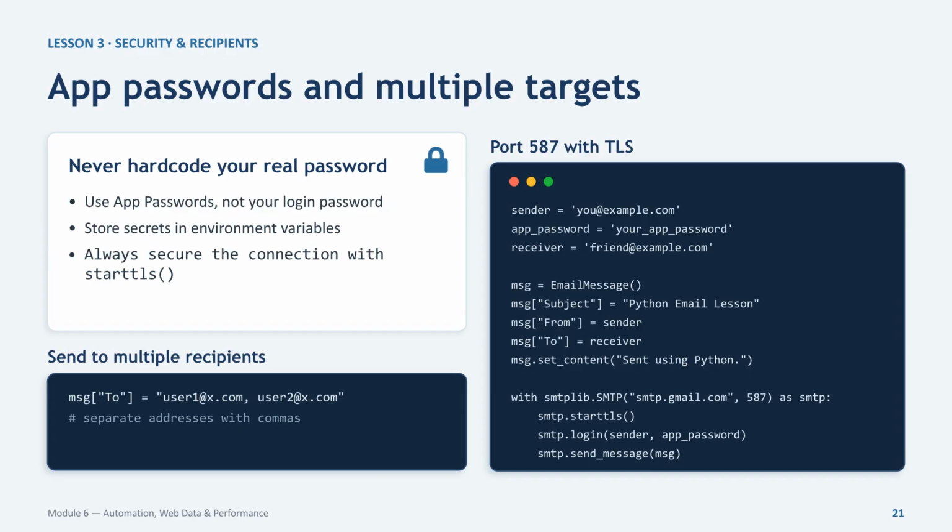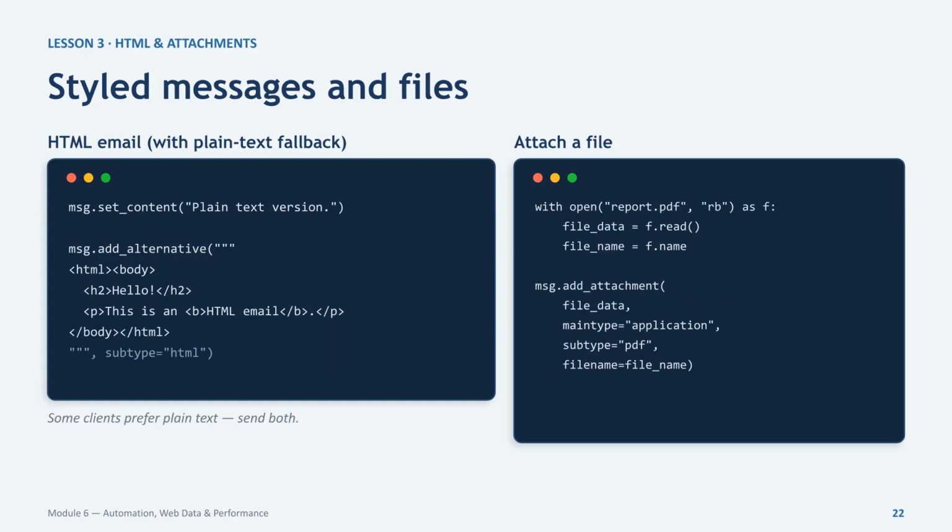Always secure your connection using starttls to keep your login data protected during transmission to the server. You can make your emails more engaging by sending formatted HTML. It is best practice to include a plain text version as a fallback for clients that may not support HTML rendering. Additionally, attaching files, like PDFs or reports, is simple using binary mode and the add attachment method on your message object.